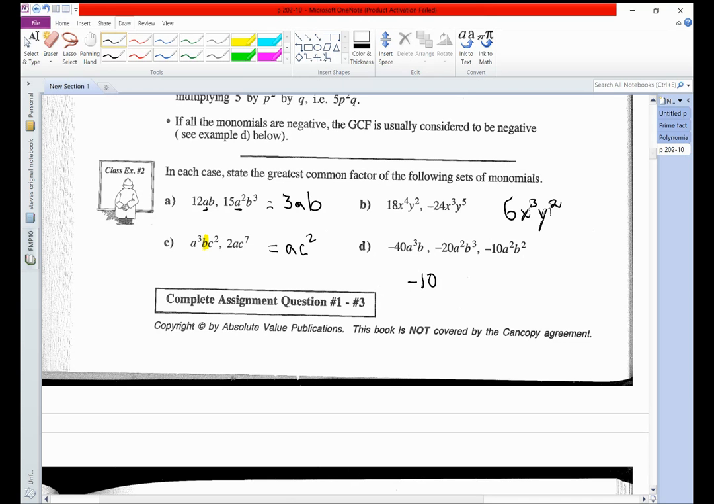Well, the first term has an a cubed, the second term has an a squared, and the third term has an a squared. So all 3 of them can give up 2 a's. And then how many b's can we take out? Well, the first term only has 1 b, and the last 2 terms have multiple b's. So we're limited to just 1. So negative 10 a squared b is the greatest common factor of all 3 of those.